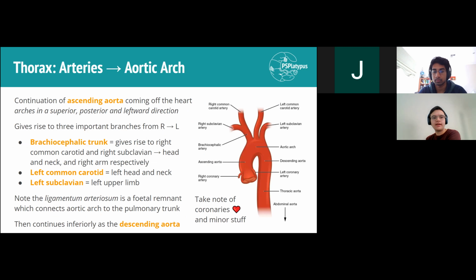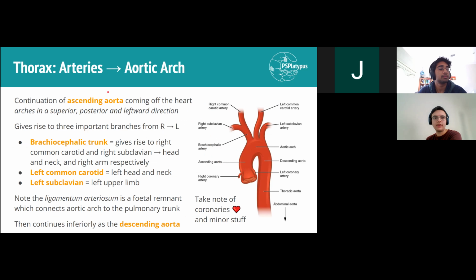Okay, now we get to the vasculature. So I'm going to try and make this as simple as possible, and try not to tread on the toes of heart anatomy, as well as abdominal anatomy, because the aorta also goes into the abdomen. But I'm going to just focus purely on what's happening in the thorax for now.